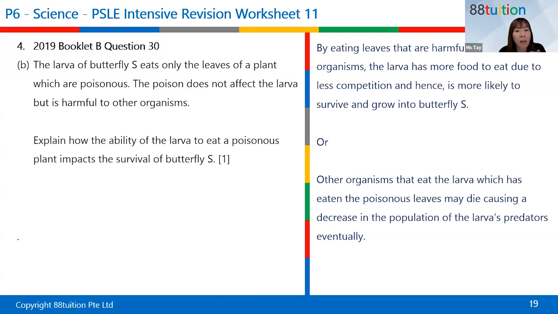Did we discuss a question that is similar before? Yes, in our tutorial we did, if you recall. Okay, so it's the ability to eat something, right? And then other organisms that eat that something will die, but this organism is special. It is able to survive even on the poisonous leaves, poisonous food. So more likely to survive, okay, and grow into butterfly S, or you can even write down something else. Okay, so other organisms, this is a possible one. Other organisms that eat the larva will actually die because of poisoning, because the larva contains some poison in it.